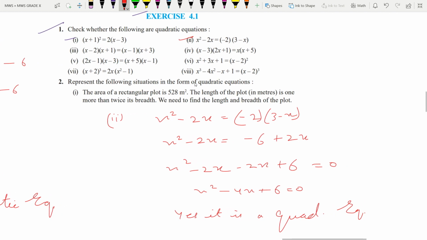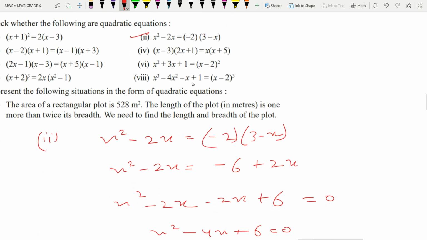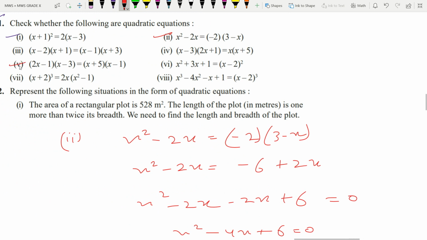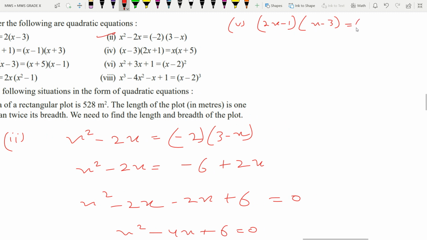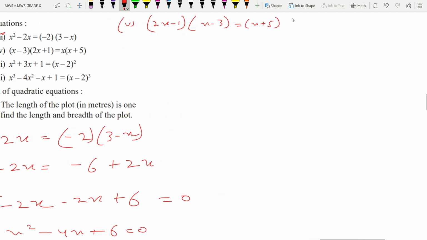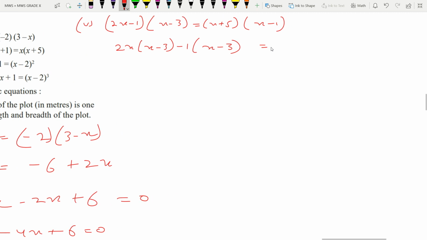I hope the things are clear. All the parts you have to do like this. So 2 more parts I'll tell you. For example, I'm telling you right now the 5th, then the 7th. So 5th part: 2x minus 1 and x minus 3 is equal to x plus 5 and x minus 1. Now how to do this? 2x multiplied with x minus 3, then minus 1 multiplied with x minus 3 is equal to x multiplied with x minus 1, then plus 5 multiplied with x minus 1.